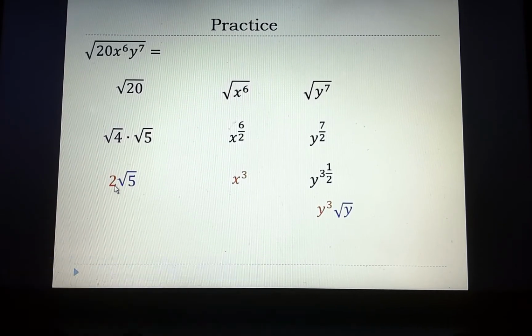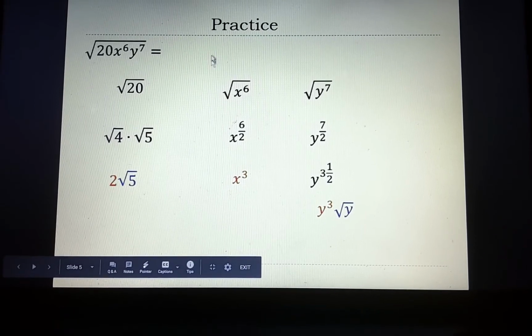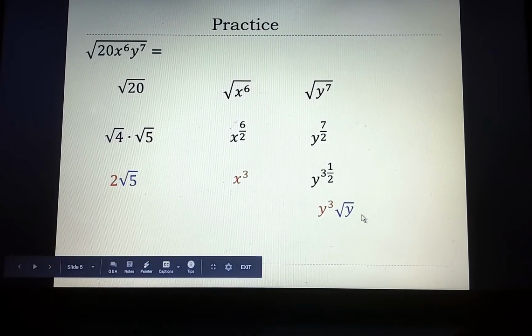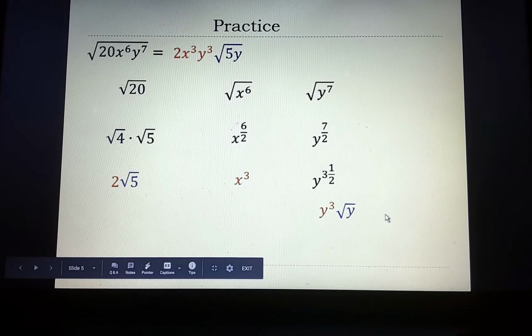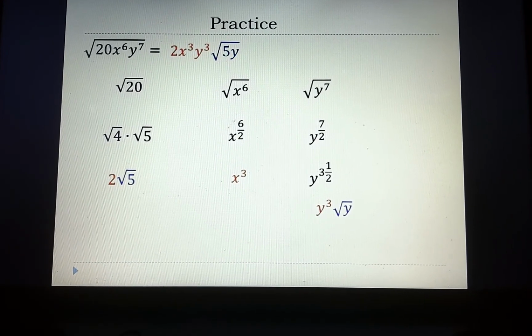So now these ones that are in red all go together outside in front, and the ones that are in purple with the radicals all go together under the same radical. So this is your final answer: 2x cubed y cubed times the square root of 5y.